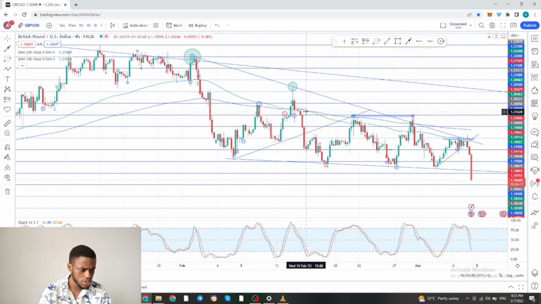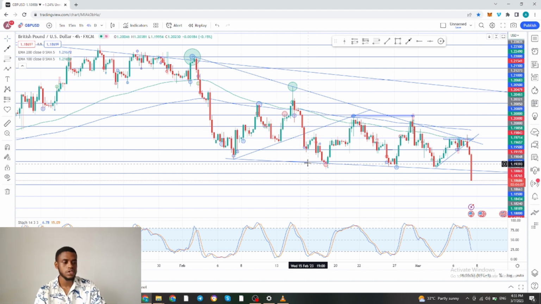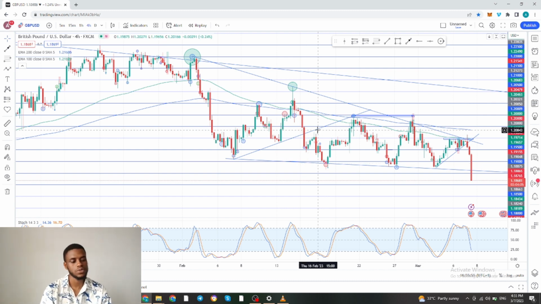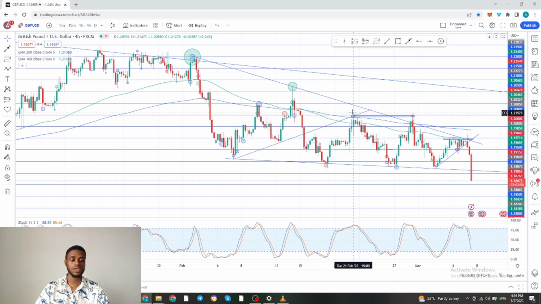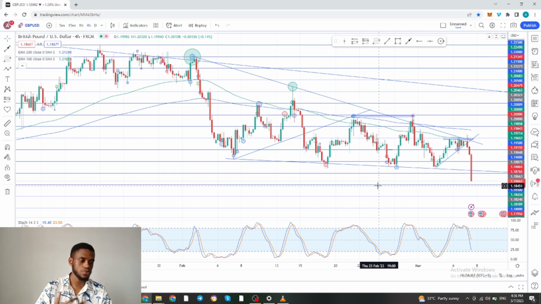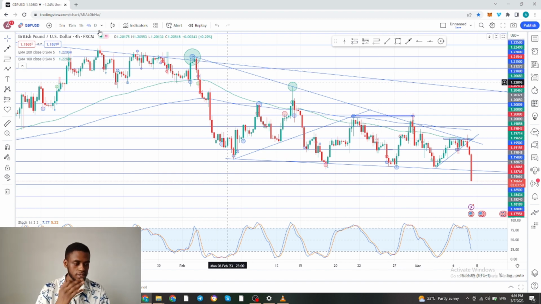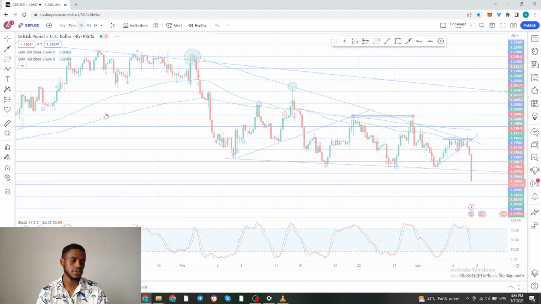It didn't even touch it. Price just gave us a fake out. It didn't touch it, so price broke down, and I was waiting for price to retest this trend line so I can take a sell. Why am I taking a sell? Because like I said, my main trend on the 4 hour was bearish, so I was waiting for price to retest this trend line so I can take a sell to the downside.